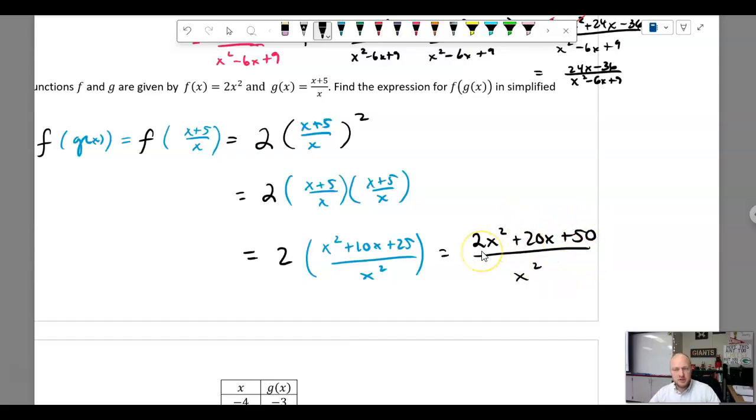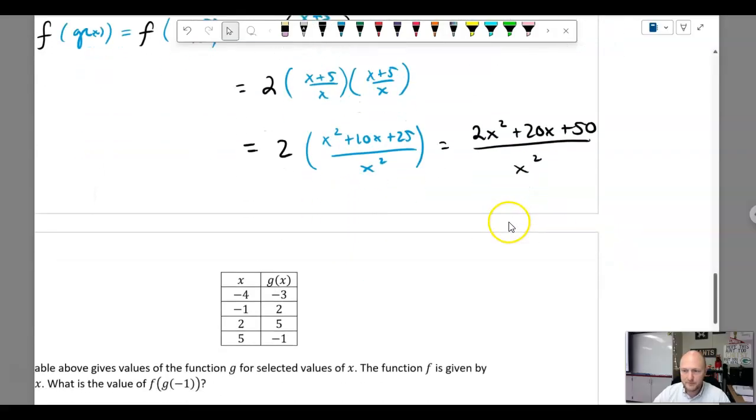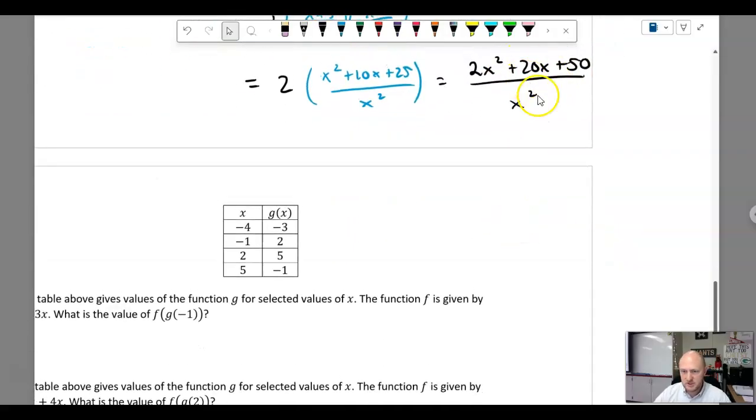Another misconception is that students will often just try to cancel these x squareds, but all of these terms are being divided by x squared, so you cannot do that. It would be incorrect to say that this is equal to 2 plus 20x plus 50. That would be wrong, okay? So right there is where you would stop.